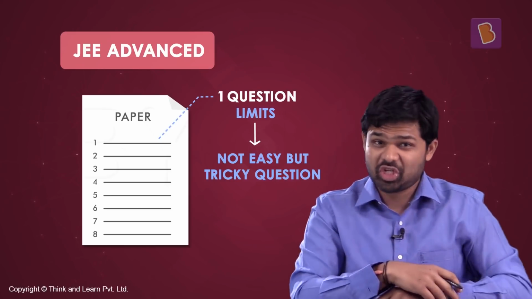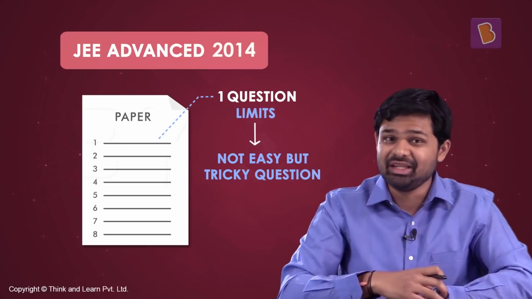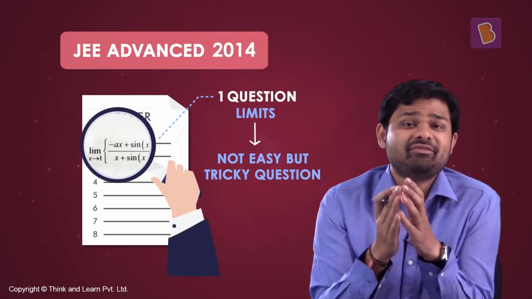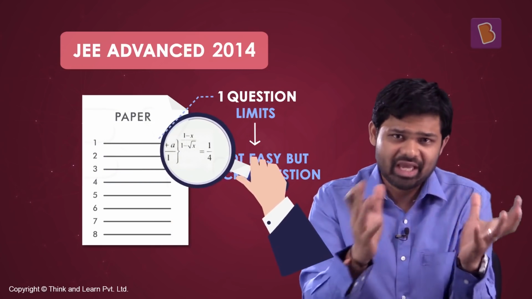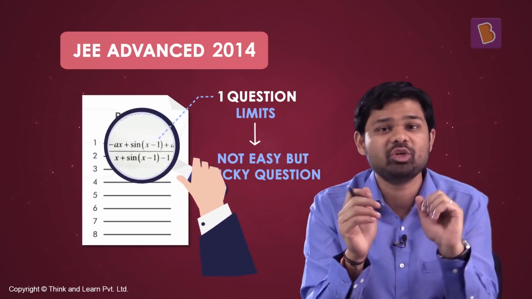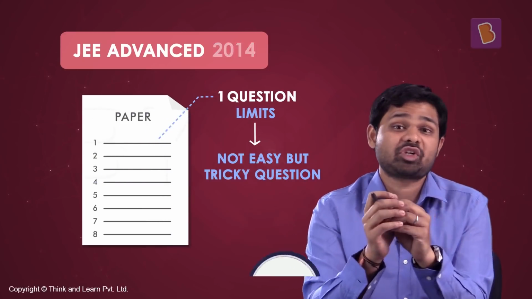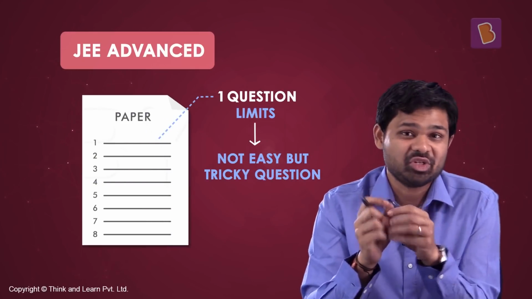In fact, the question which came in the year 2014 was one such question wherein you had to evaluate the value of a constant which was there in the expression of a limit. They'd given the value of the limit, you had to evaluate a limit and find out the value of a constant, and that was a very, very tricky question.